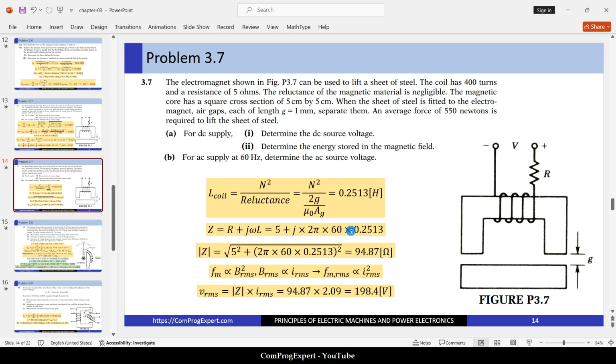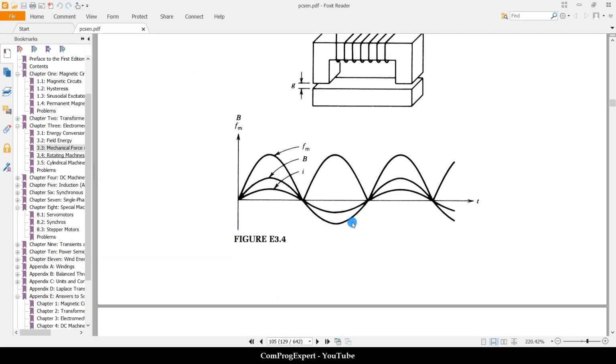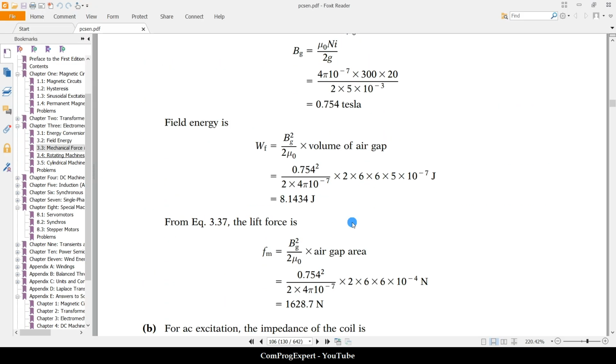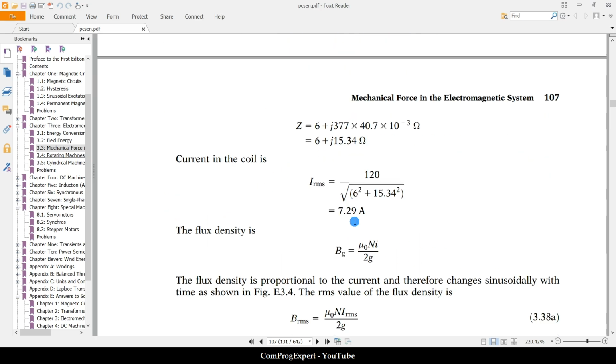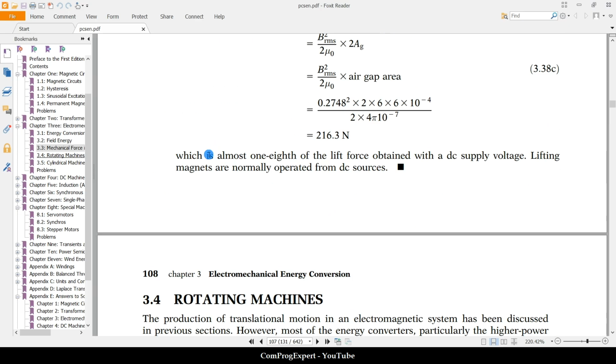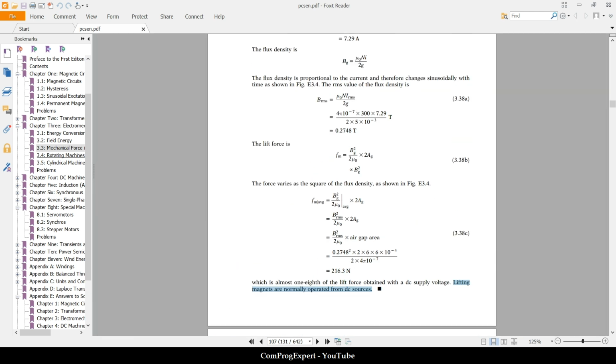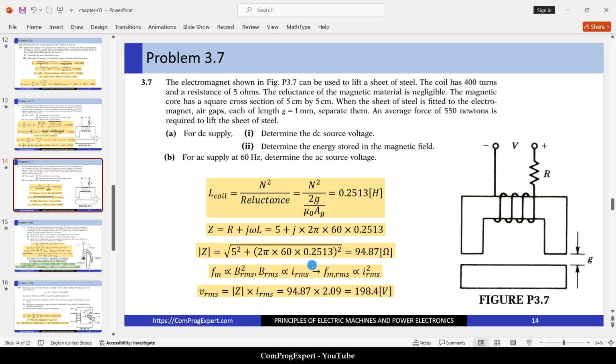So this is why lifting devices use DC voltage. Okay, so this point is also mentioned here. Okay, the lifting magnets are normally operated from DC sources. Yes, this is the point of this problem.